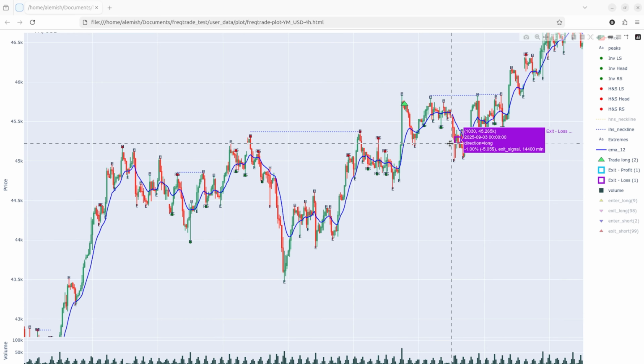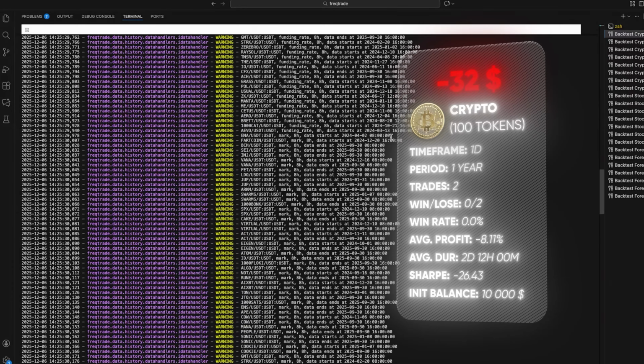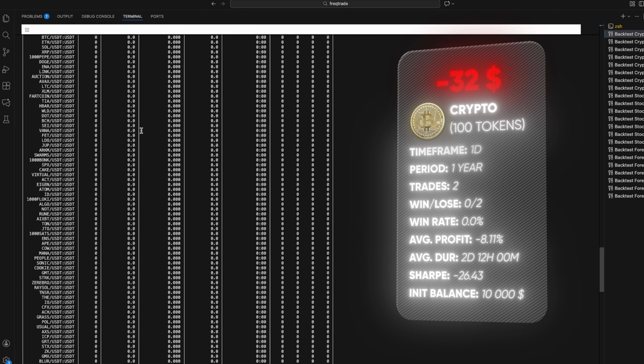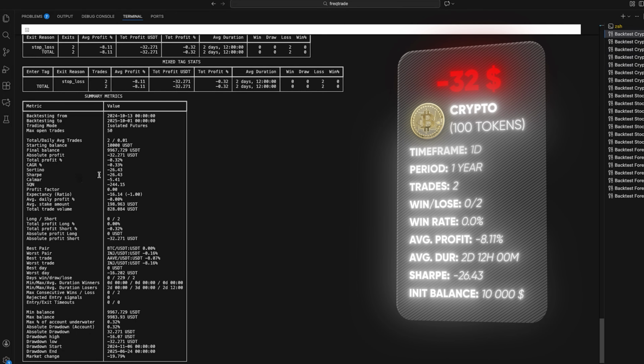Now let's get to the results. Starting with the crypto market, 1 day time frame. You can see the command that I use on the top. And here we have our stats. And for the 1 day time frame, we only have 2 trades. And our Sharpe is negative, -26. And our profit is -$32.